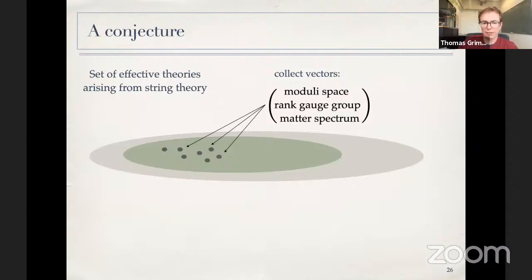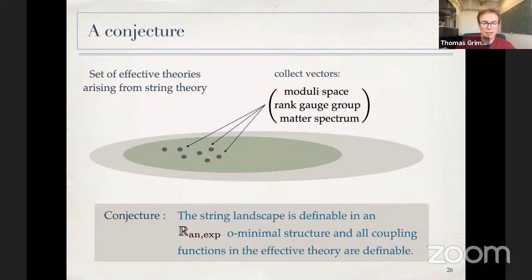So this brings me to the last slide of my talk. Before the conclusion, if there is such an amazingly general structure, which also has many intuitive ways of thinking about scalar potentials and functions appearing in the landscape, maybe let's use this as a principle to study all the couplings in an effective theory. So now combine the moduli space, the rank of the gauge group, the matter spectrum into some vector or some set. And then an exciting conjecture to study is that maybe the string theory landscape is definable precisely in such an O-minimal structure, and all the coupling functions in the effective theories are definable.